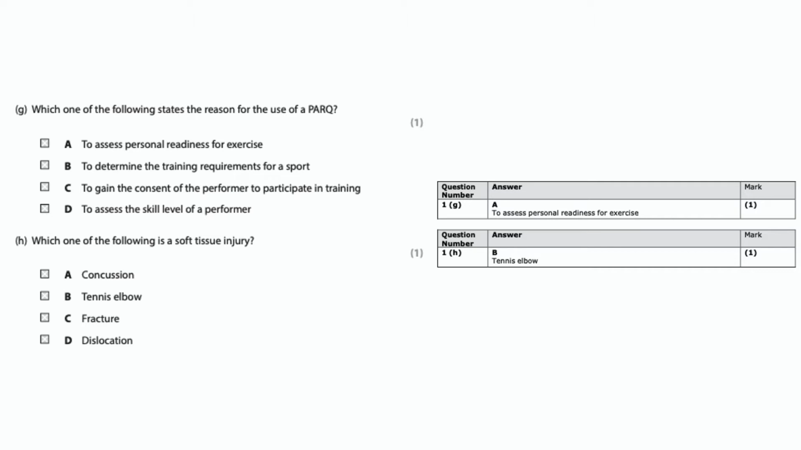And the second question, which one of the following is a soft tissue injury? That would be tennis elbow. So tennis elbow and golfer's elbow are both soft tissue injuries.